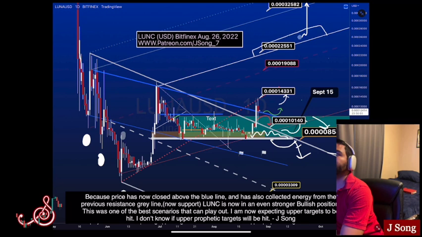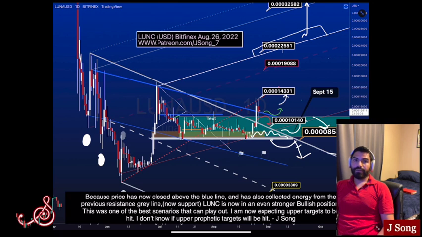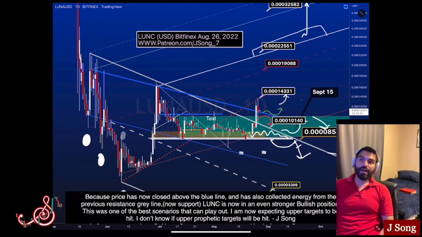Okay, this is the next targets up here, and I put a box around here, meaning I'm expecting us to hit some of these, 0.00022. Now, if you take profits, beware of taking a lot of profits, because we're still expecting the prophetic numbers to be hit, and some of the numbers now have been raised.